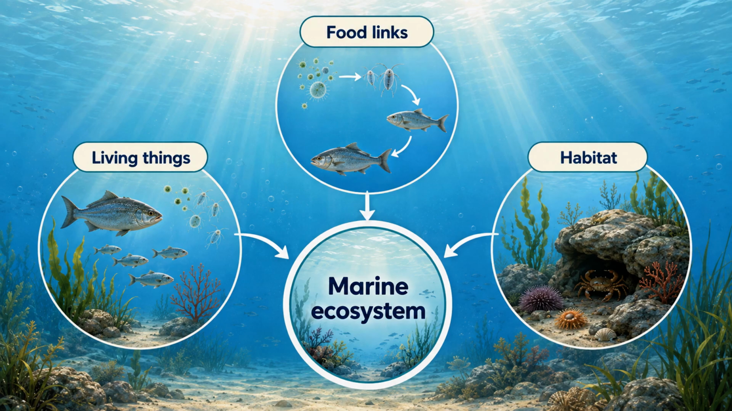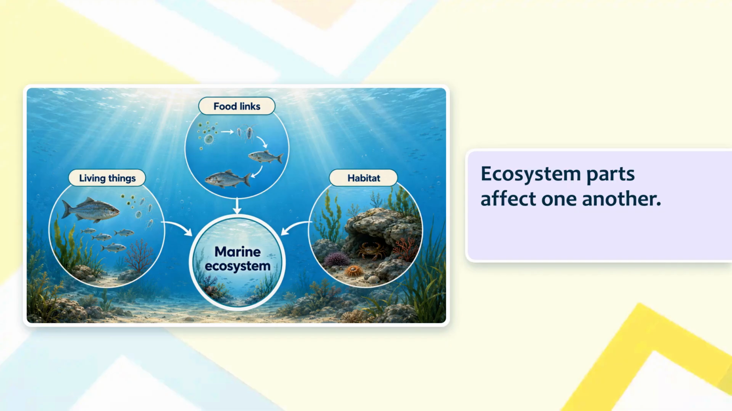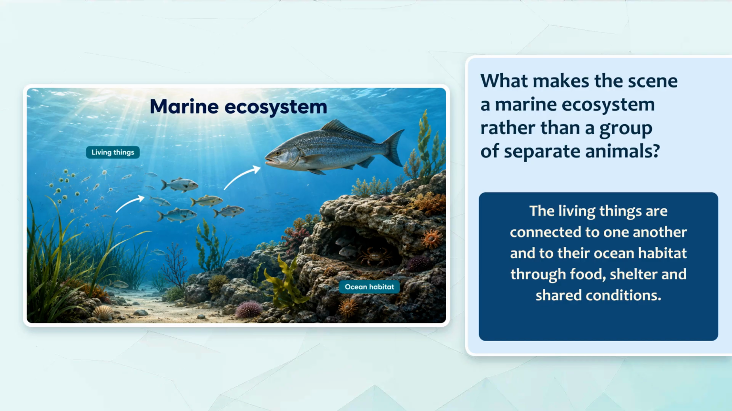Because the parts depend on one another, a marine ecosystem works as a connected system rather than isolated life. The arrows reveal the dependence. Ecosystem parts affect one another. Food, shelter, and habitat connect the organisms in the scene. Use the habitat and arrows as evidence.